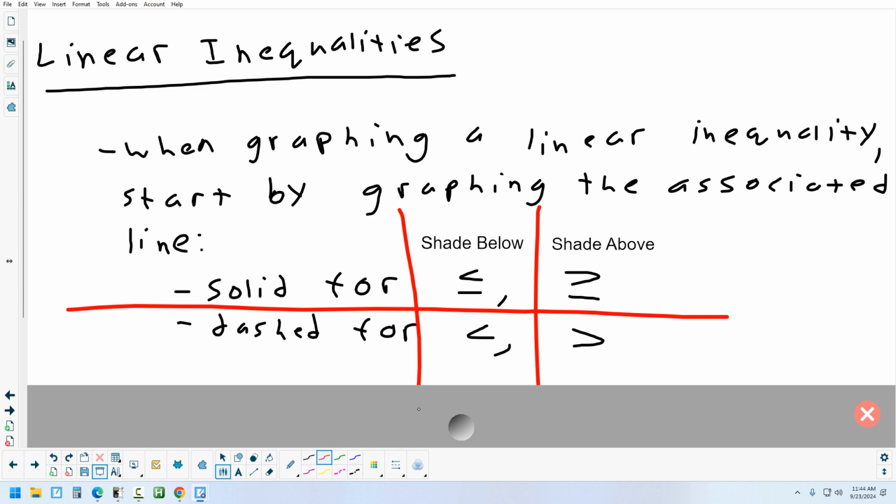The only one that doesn't quite make sense for is a vertical line. Because if you have a vertical line, there is no really shade above and shade below. Where do you think below would be for a vertical line? Yeah, it's to the left. So I'll just put in parentheses here. You know what? Let me write it off to the side.